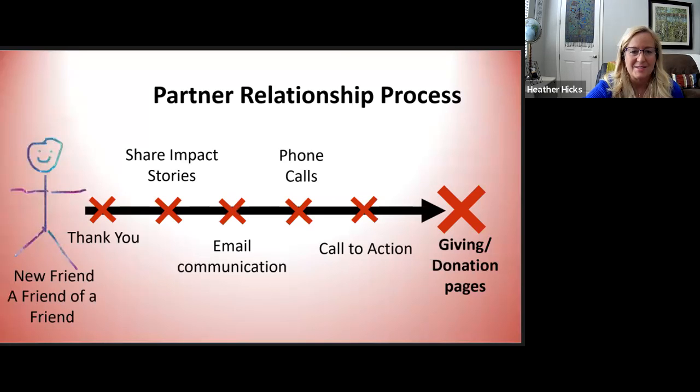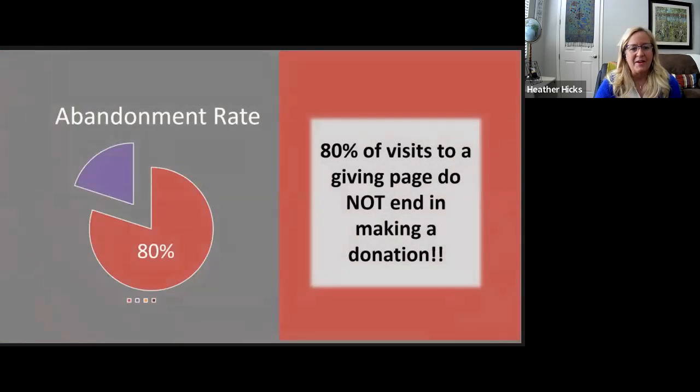And as Colin said, there is a really shocking stat that is current, is real: when people get to your donation page, 80% of the people that get on those giving pages do not end up making a donation. That's a staggering number. 80% don't convert into someone that gives.